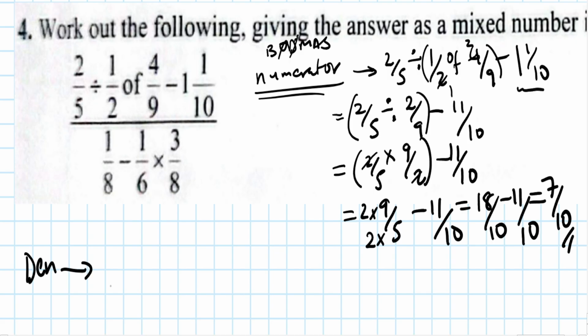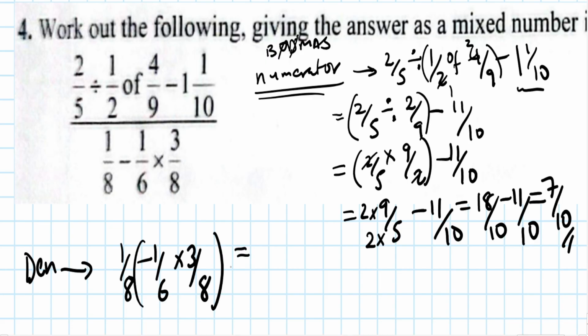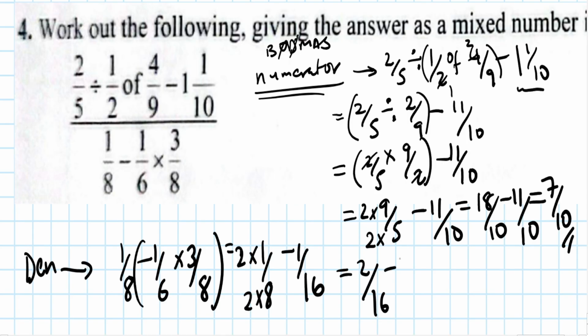The denominator is obviously going to be much easier. So 1 over 8 minus 1 over 6 times 3 over 8. We just have multiplication, so we start with this one. Minus 1 over 6 times 3 over 8 will be minus 1 over 16. You can confirm using a calculator or you can simplify, it's up to you. Now to subtract, make the denominators the same, times 2 and times 2, which is the simplest way. You get 2 over 16 minus 1 over 16, which is just 1 over 16.